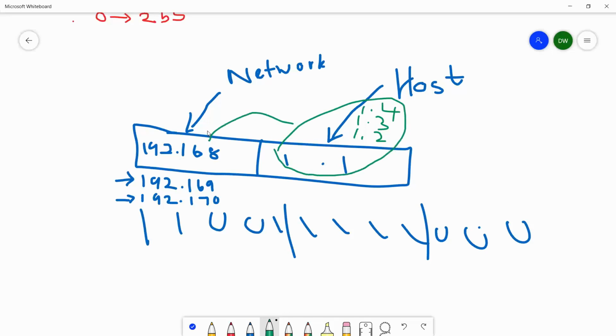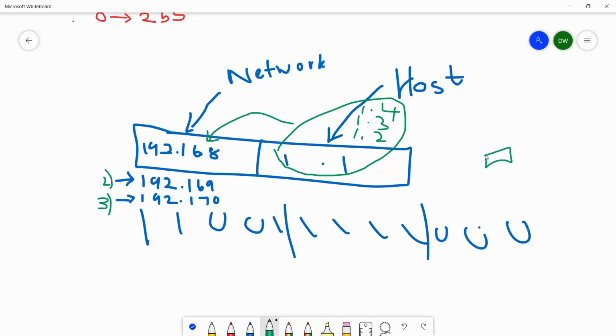So when it comes to this second network also, you can have many number of hosts. Host means the computers. Remember that, right? So network means different network. Host means the computers. And if you come to the third network also, you can have many number of hosts. That means another set of computers.